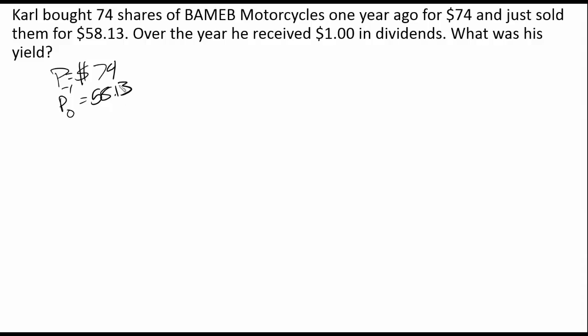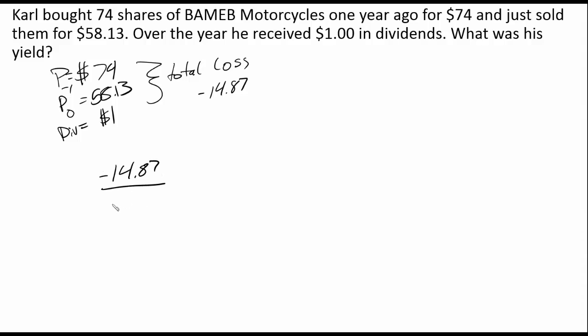And then today we just sold them for $58.13. So is that a positive or a negative? Well, that means we lost money, right? However, we could have made that up with dividends. So if we look at the period, dividends are at $1. So this is going to be a total loss of $14.87.